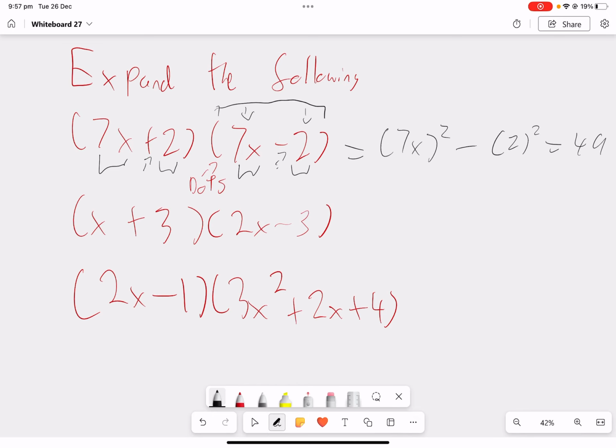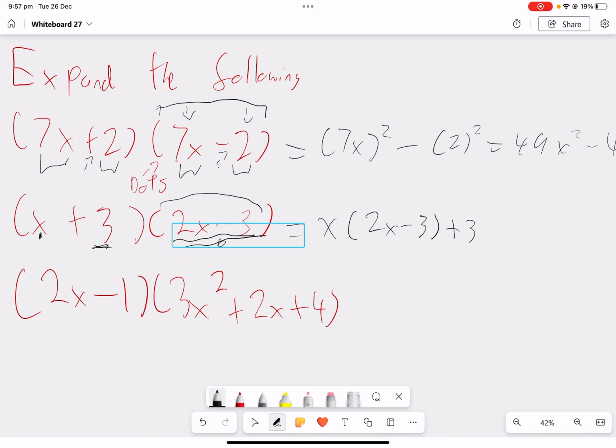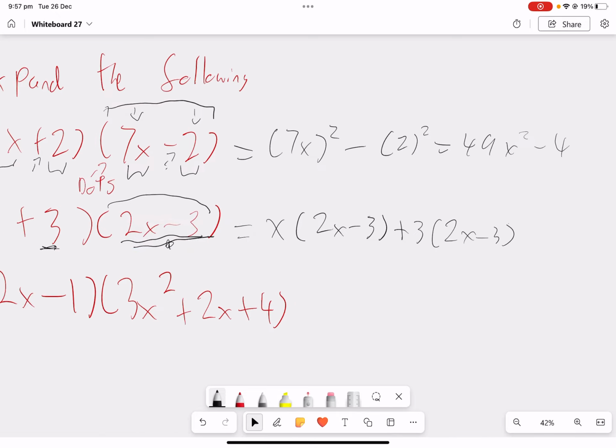Now the second question. Second question is asking us to expand x plus 3 and 2x minus 3. The easiest way I like to do this is take this x, expand it to the whole thing, then take this 3, expand it to the whole thing. How do we write that? We write it like this. So x being multiplied by this whole thing. So x, 2x minus 3, then take this positive 3 and expand it by this one as well, 2x minus 3. And then we just simplify.